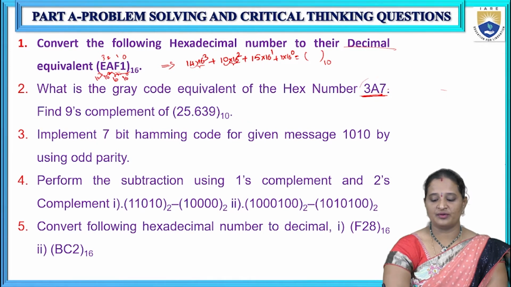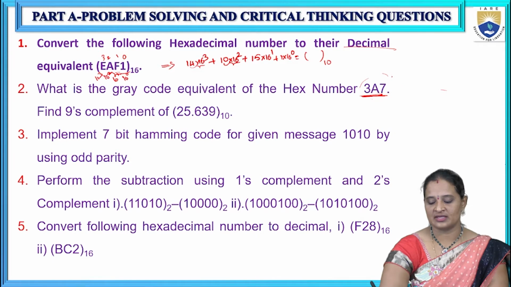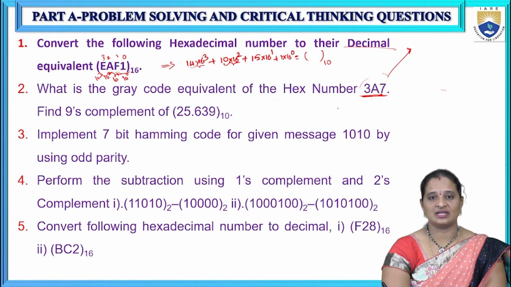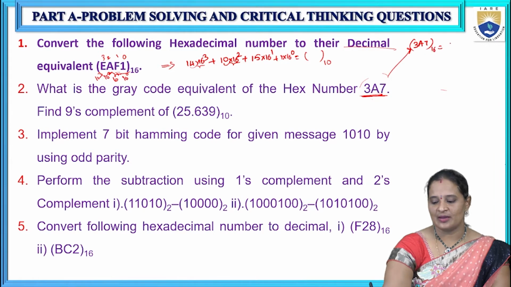In order to find out the gray code, first we need to convert the given hexadecimal number into binary. So how to convert a given hexadecimal number into binary? Replace each digit of the hexadecimal number with its 4-bit binary equivalent. So what is the number given? 3A7. So this is a hexadecimal number.